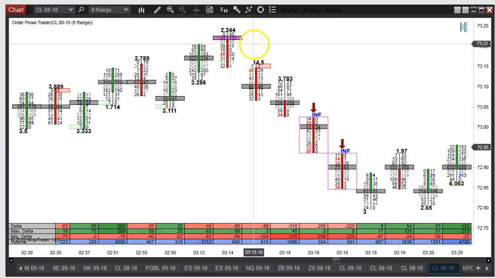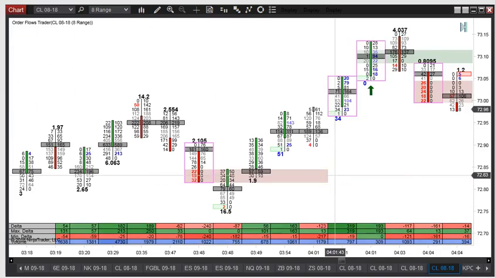Here's a nice prominent point. This time it didn't pull back, but you got your prominent point of control, the bearish sign there. Market sells off.